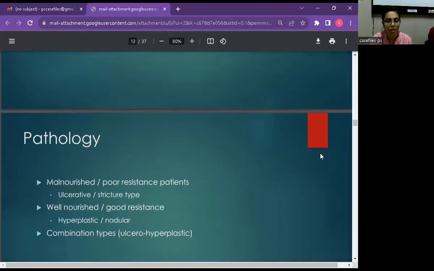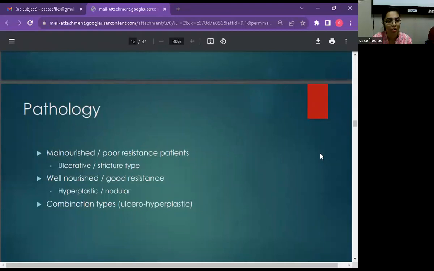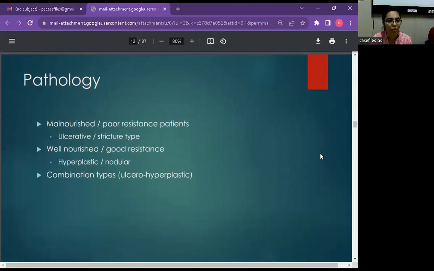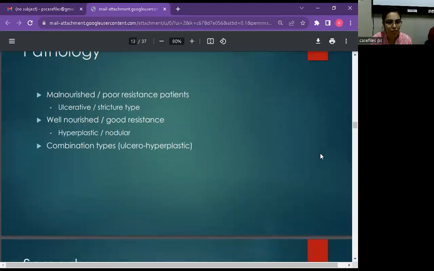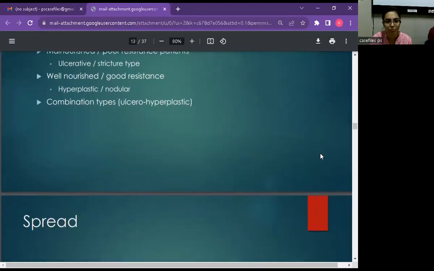Regarding the pathology of abdominal TB, patients who are malnourished and have poor resistance present as ulcerative or stricture type. However, well-nourished patients with good resistance and good immunity present as hyperplastic or nodular tuberculosis, and others can also present as a combination type, which is also hyperplastic.